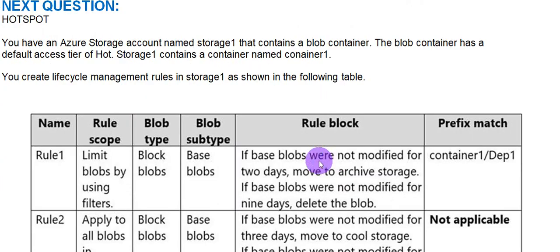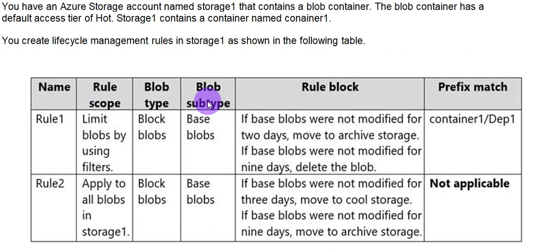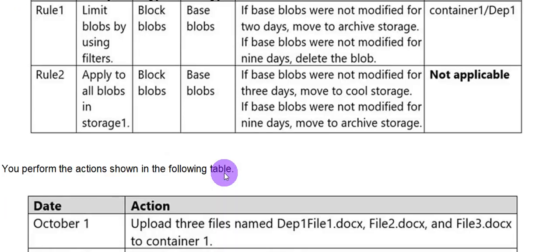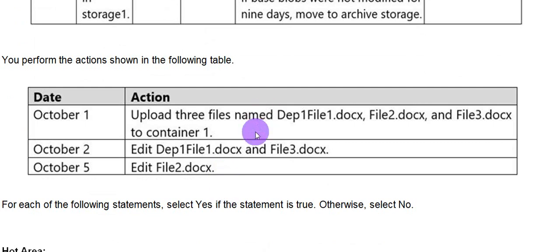Moving to our next question. You have an Azure storage account named Storage1 that contains a blob container. The blob container has a default access tier of hot. Storage1 contains a container named container1. You create lifecycle management rules in Storage1 as shown in the following table: name, rule scope, blob type, blob subtype, rule block and prefix match. You perform the actions shown in this table.